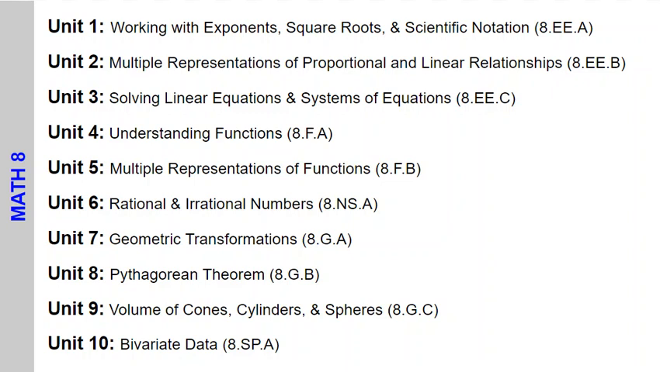Our year is going to be split into 10 units, and you can see those 10 units on the screen right now. The first unit, the one we're working on right now, is about working with exponents, square roots, and scientific notation. Then we'll move into Unit 2, multiple representations of proportional and linear relationships. Unit 3 is on solving linear equations and systems of equations. Then we'll start working on functions in Unit 4 and 5, understanding rational and irrational numbers in Unit 6. We'll move into geometry in Units 7, 8, and 9, and we'll end the year on our statistics unit on bivariate data.